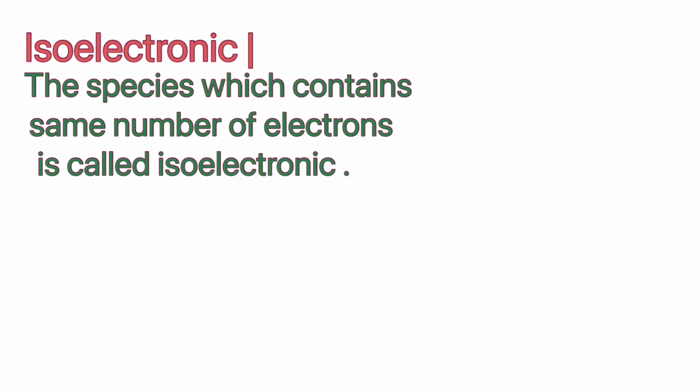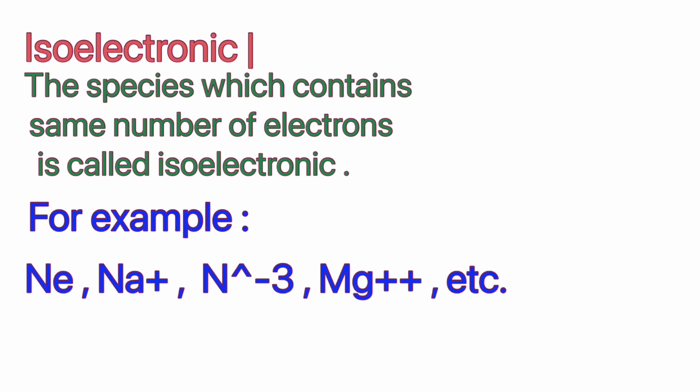Now it's the turn of isoelectronic. The species which contain the same number of electrons are called isoelectronic. For example, Na+, N^-3, Mg++, etc.